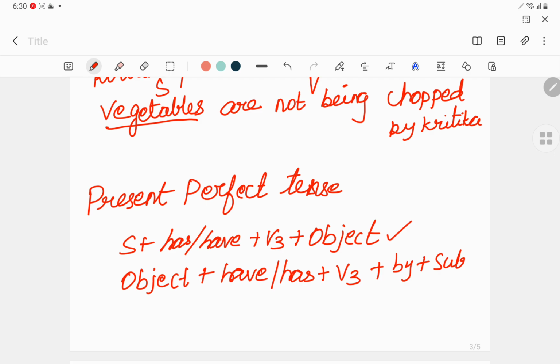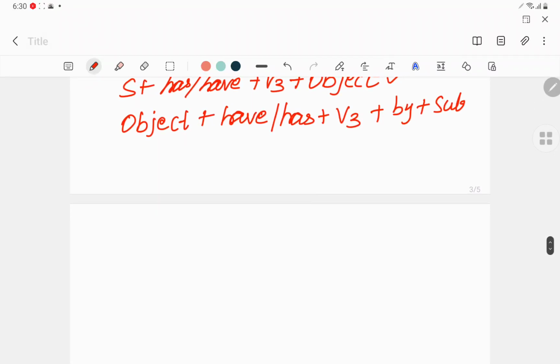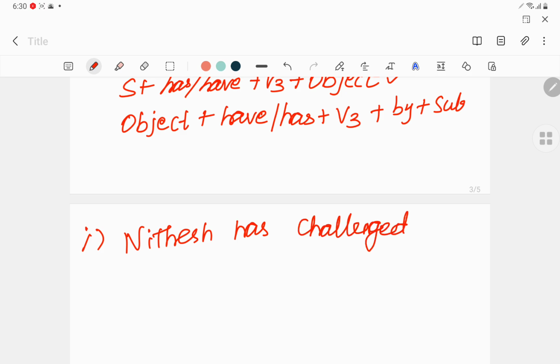Okay, so in present perfect tense how do you change? Here you have one example. Nitish has challenged her. Nitish is the subject, has challenged is the verb, her is the object. Here you want to change that object as a subject. While changing object into a subject, her will change to she.